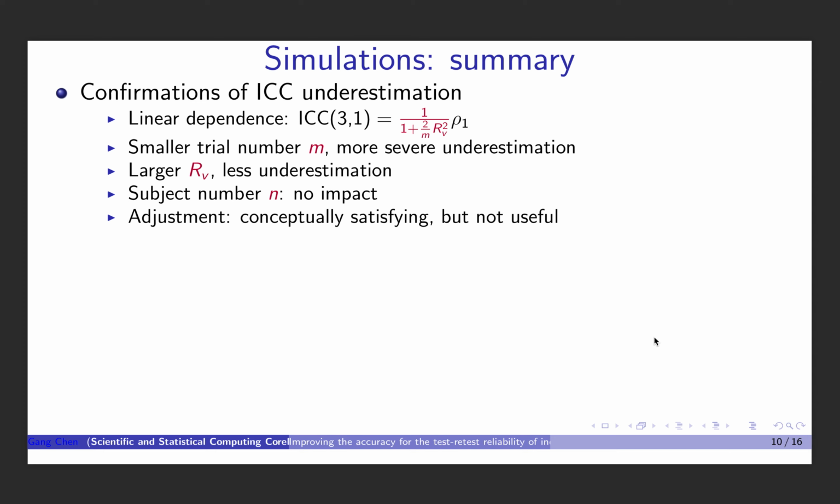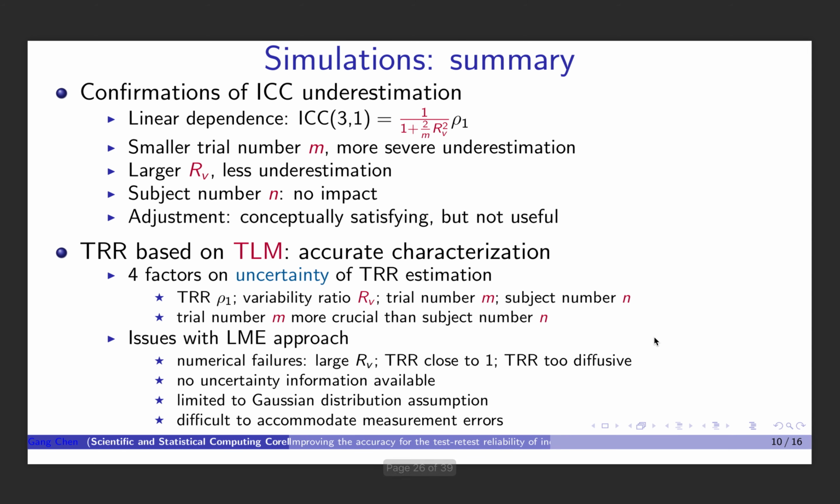We confirmed that too. Lastly, for the theoretical adjustment, if we remove the cross-trial variability from the denominator of the ICC formula, we would be able to make a corrected estimate. That is conceptually satisfying, but practically it's not of much use, because we cannot directly get the trial-level effect estimates under the traditional modeling framework.